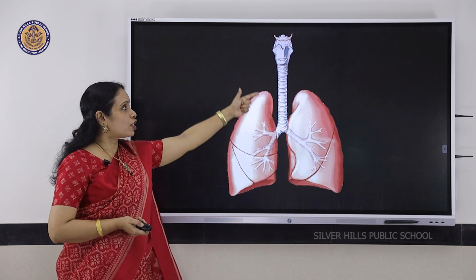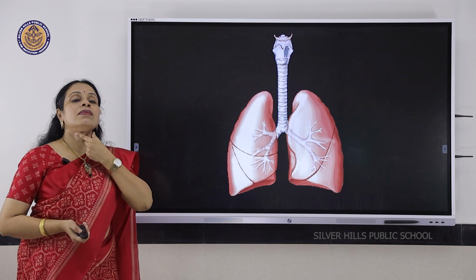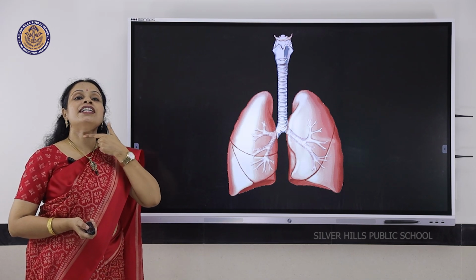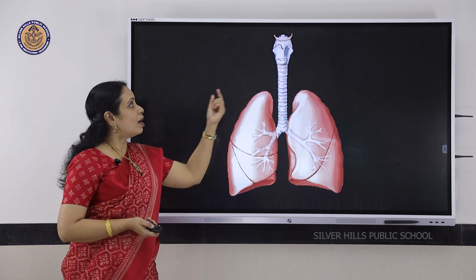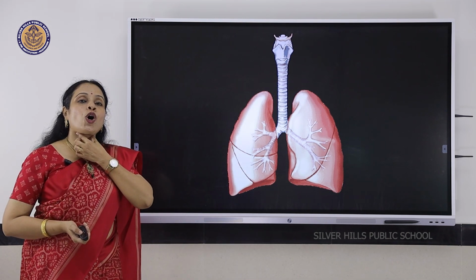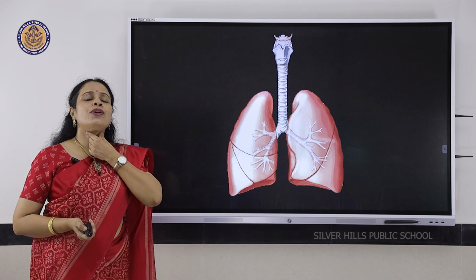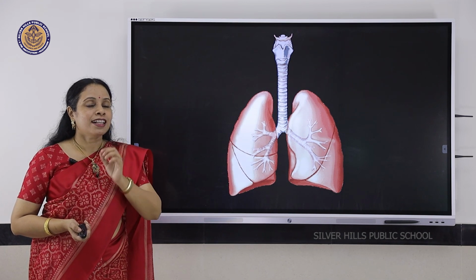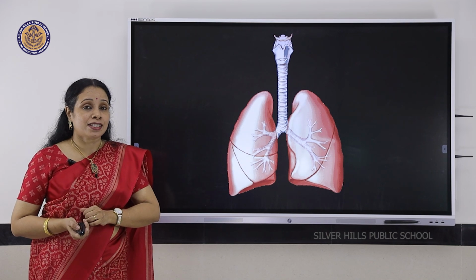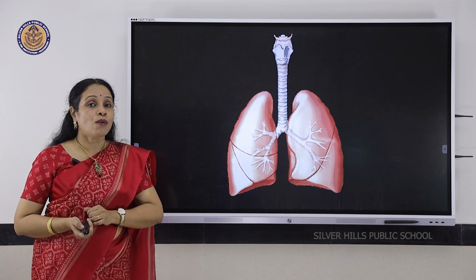So these are the rings of cartilage. If you touch over here, you can feel the rings of cartilage, and above that there is the vocal cord. Try making a small sound and touching over here. Do you feel something vibrating? That is the larynx, your vocal cords.